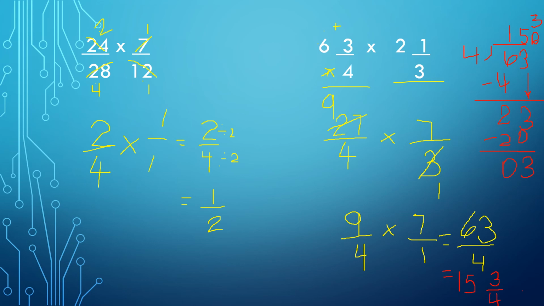So when we multiply 6 and 3/4 by 2 and 1/3, we get 15 and 3 over 4. The only thing that is different is that we have to convert our mixed numbers into improper fractions before we can go ahead and follow the steps to multiply.